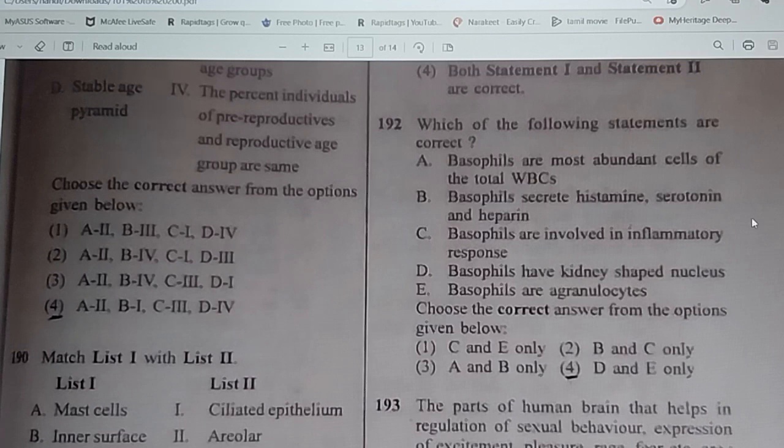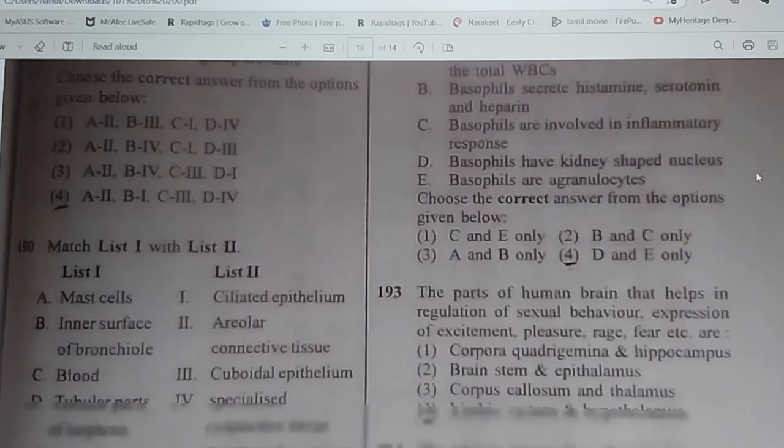192. Which of the following statements are correct? Basophils are the most abundant cells of total WBC. No, they are least. Basophils secrete histamine, serotonin, heparin. Yes, correct. They are involved in inflammatory response. Yes, they are involved. So B and C is the answer. So option is B.